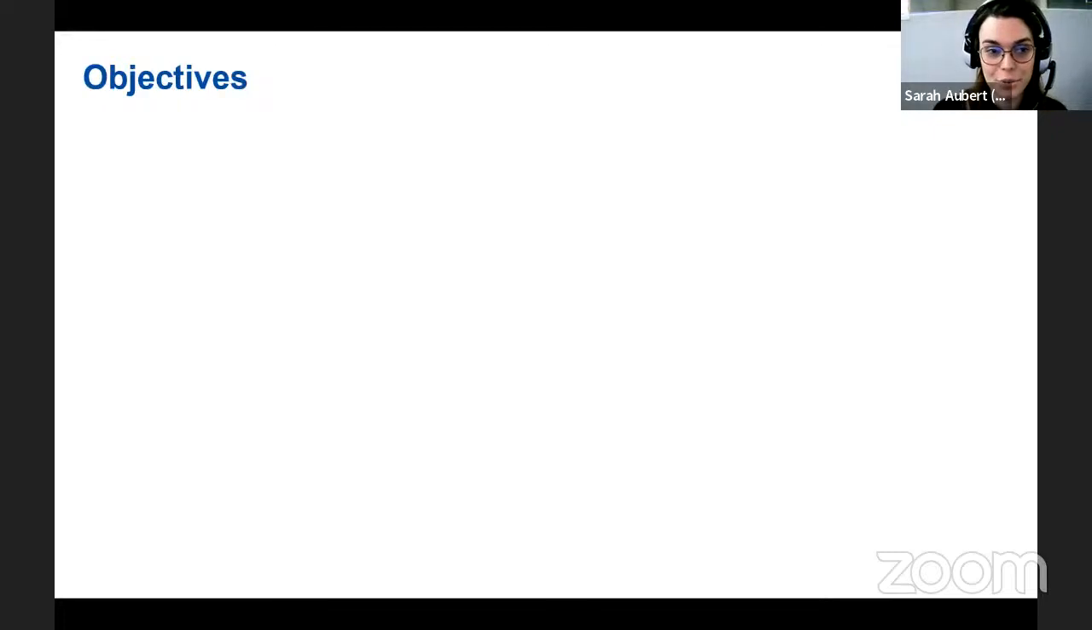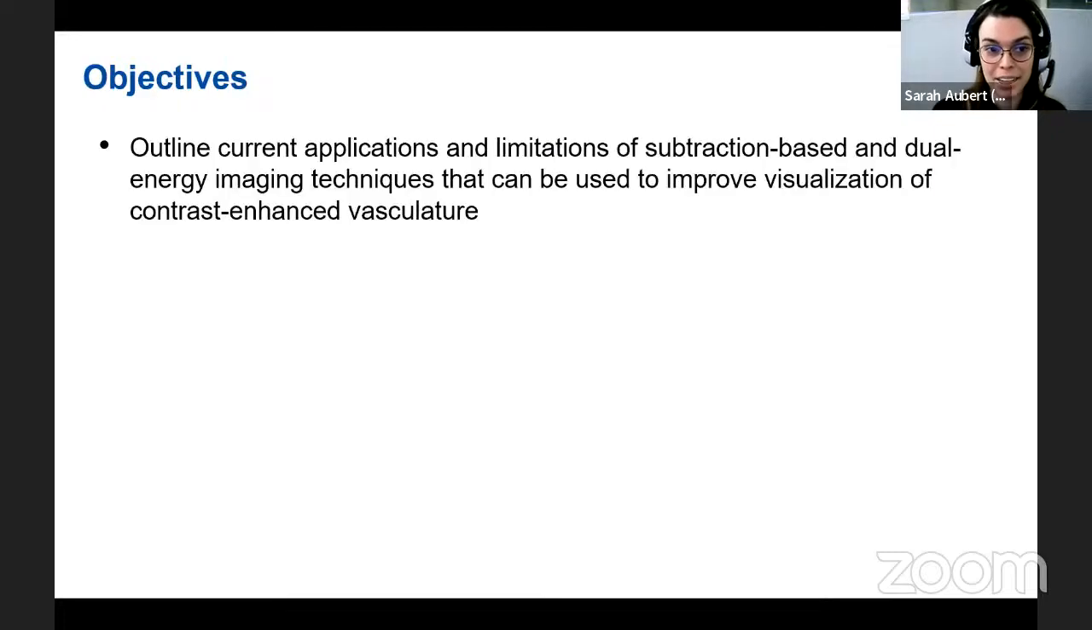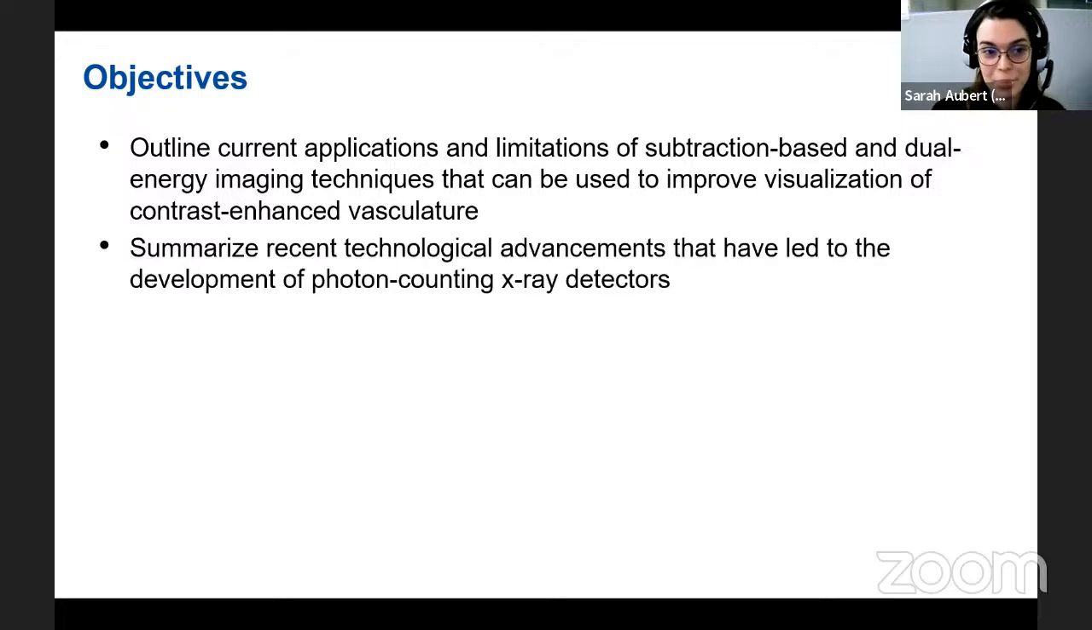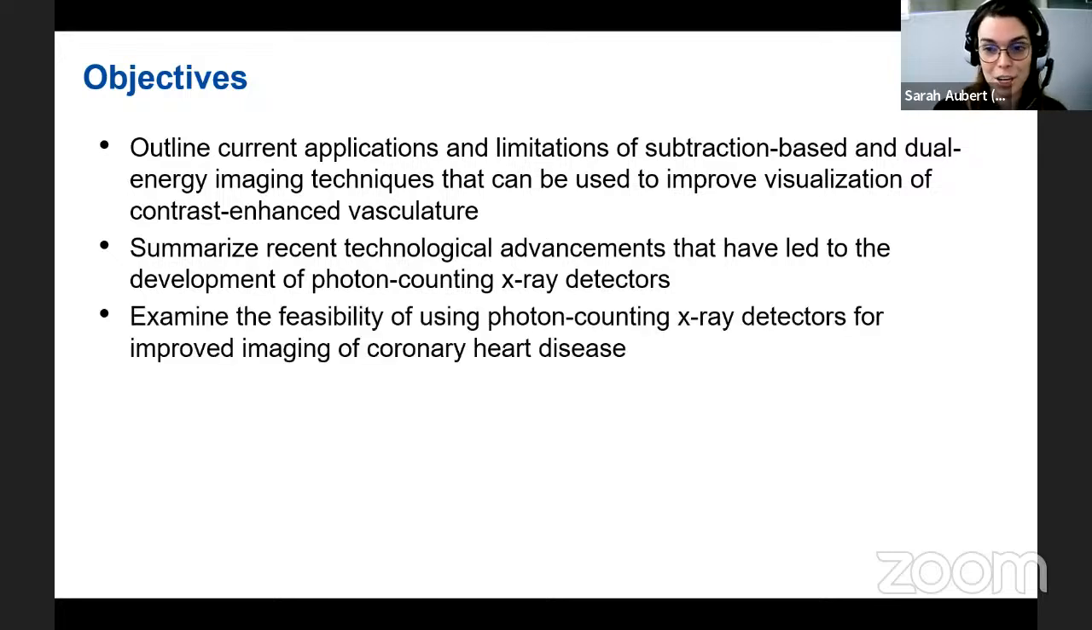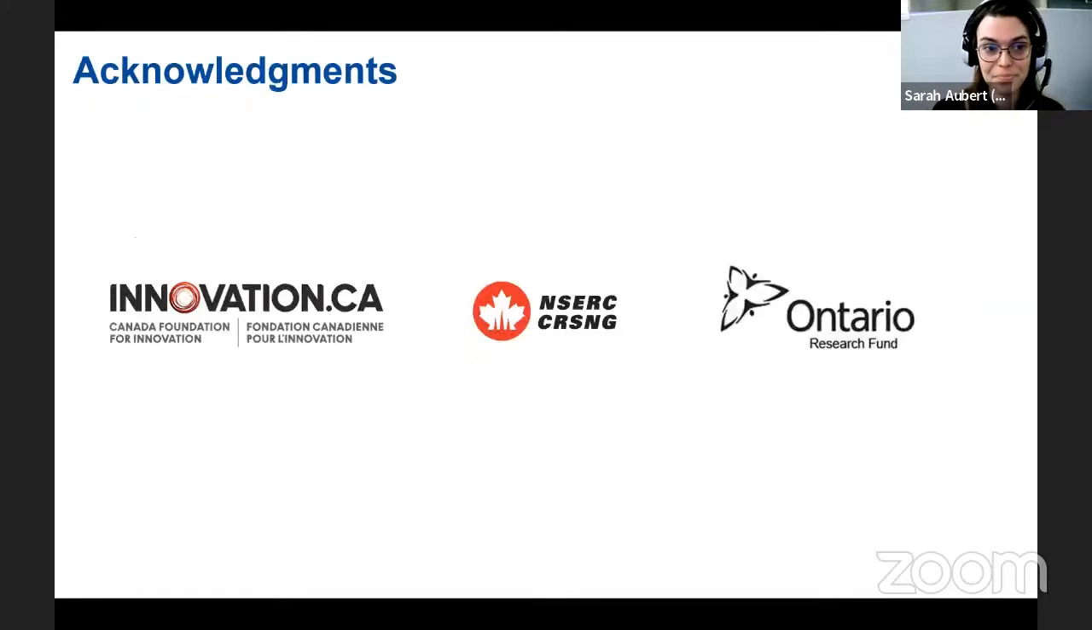The objectives for my talk today are outlining some of the current applications and limitations of subtraction-based and dual energy imaging techniques that we can use to improve visualization of contrast-enhanced vasculature, such as the coronary arteries. I'm going to talk about some recent technological advancements that have led to the development of photon-counting X-ray detectors. And then I'm going to talk about some of the work I did in my PhD, where we looked at the feasibility of using a photon-counting X-ray detector for improved imaging of coronary heart disease.